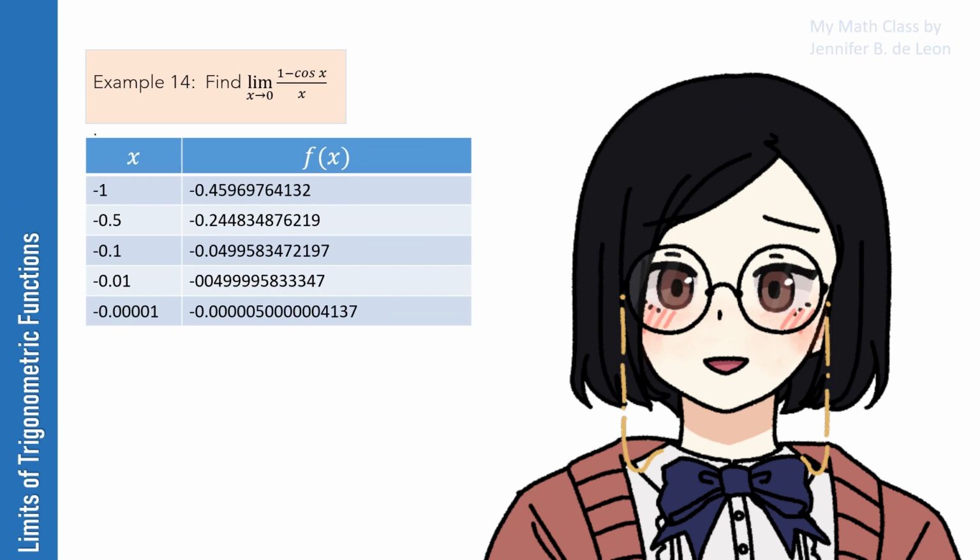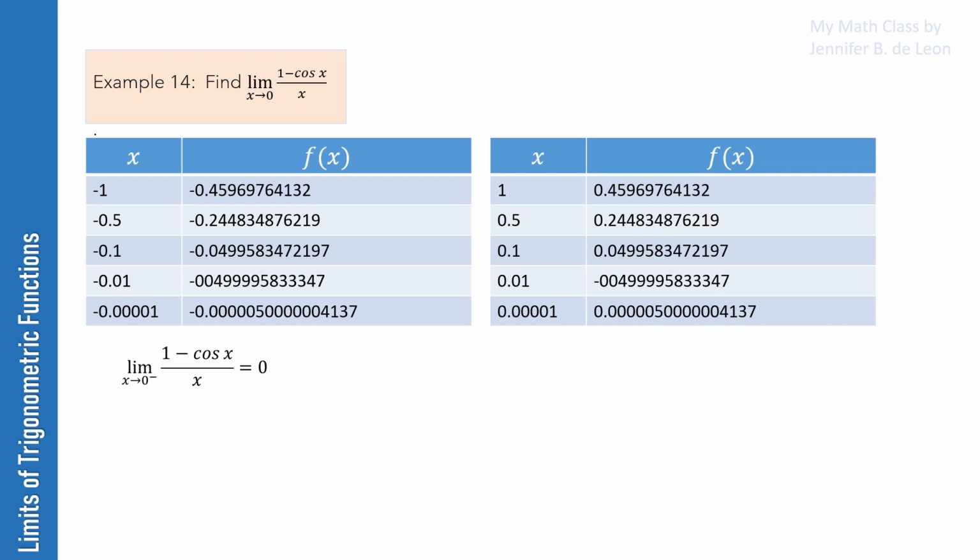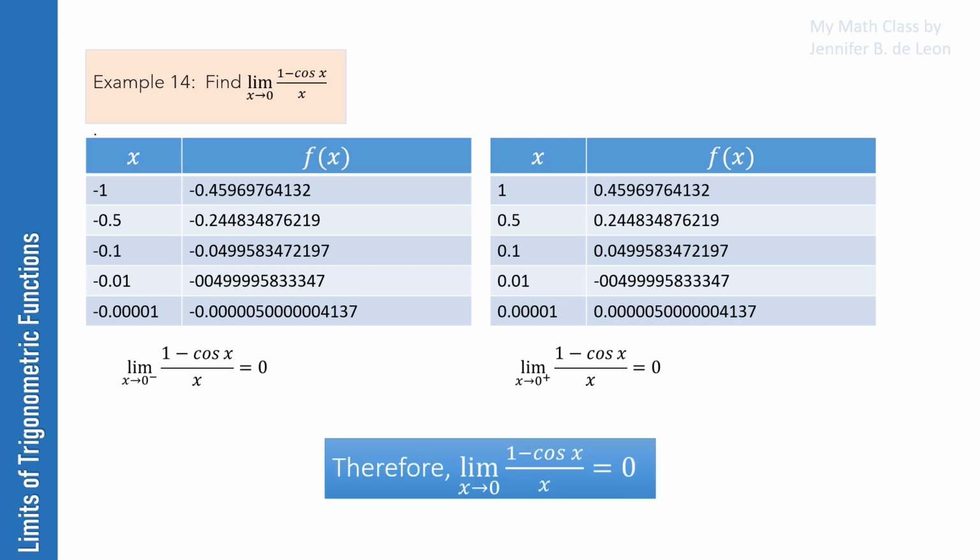Evaluating the left side limit of the given function, we can say that the limit of 1 minus cosine x all over x as x approaches 0 from the left is 0. Evaluating the right side limit, the limit of 1 minus cosine x all over x as x approaches 0 from the right is 0. Now, since both sides of the limits are equal to 0, we can conclude that the limit of 1 minus cosine x all over x as x approaches 0 is 0.